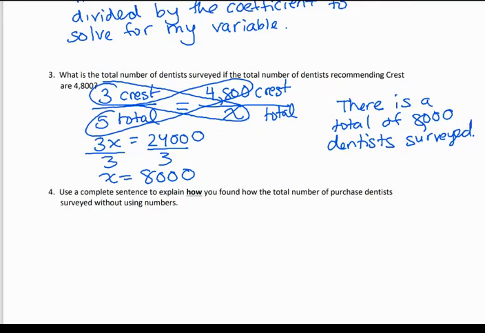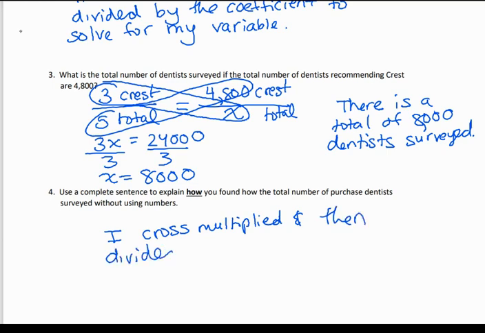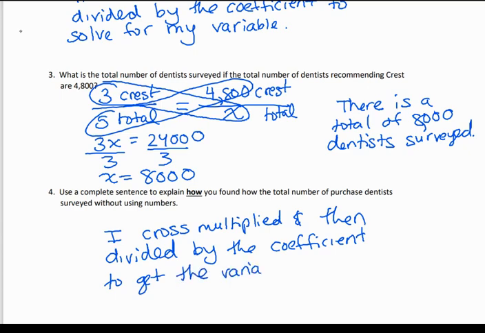Okay, number 4 is going to be the same type of thing. What did we do to figure that out? I cross multiplied. And then divided, in this case by 3, but that's still a coefficient, to get the variable alone. Okay, cross multiplied, then divided. Those are the two operations, and that's the order.